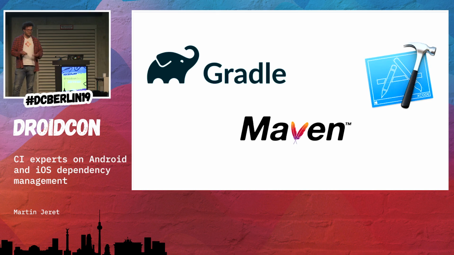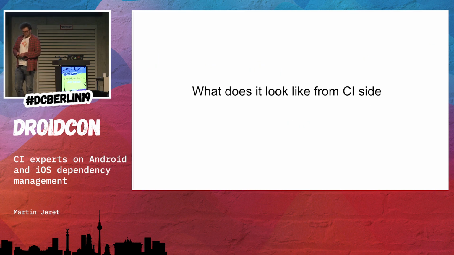But the main difference is that Gradle keeps upgrading and Xcode seems to be staying the same. So this is what it looks like when you're building the applications, but what does it look like from a CI perspective? So what can we do to help you build your apps? What do we do to make your builds faster?